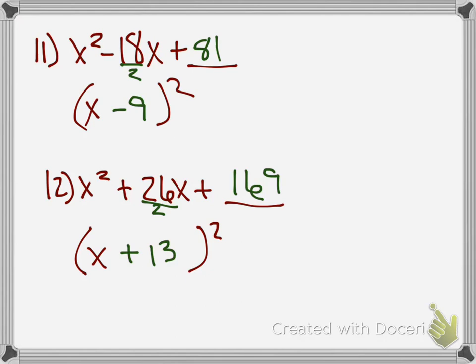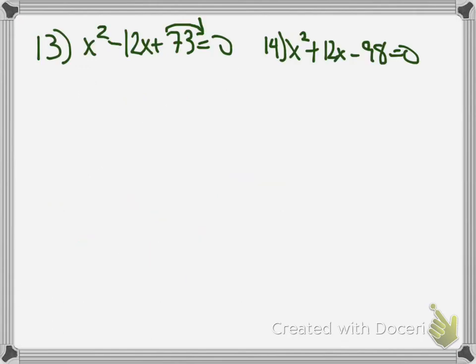Very simple, right? Okay, so again, with completing the square, our first step is we're going to get the x's by themselves. So I'm going to have here x squared minus 12x plus a blank equals negative 73.